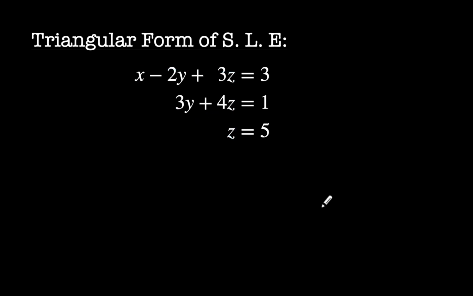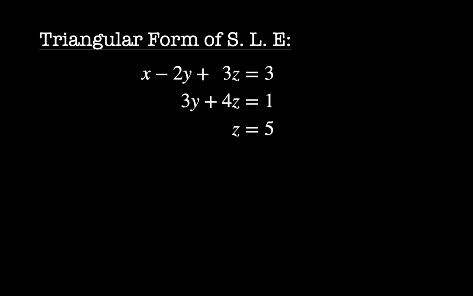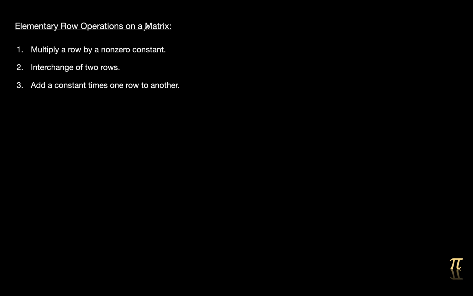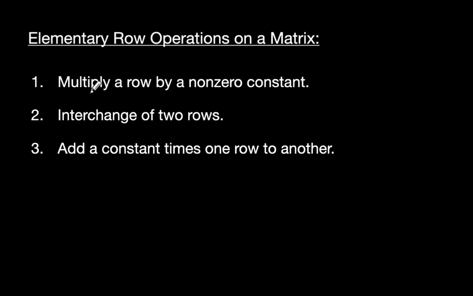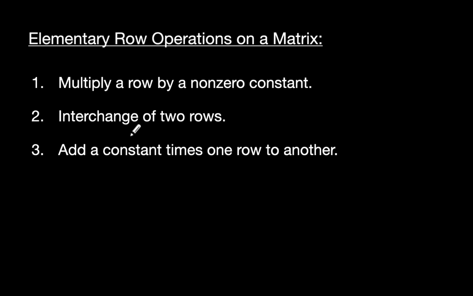Now, let us move to some elementary operations on matrices, which will be helpful to solve a system of linear equations. Elementary row operations on a matrix. We have three row operations which we will use on the augmented matrix to obtain the solution of the system of linear equations. The first operation is to multiply a row by a non-zero constant. The second operation is interchanging two rows. The third operation is adding a constant times one row to another. These are the row operations.